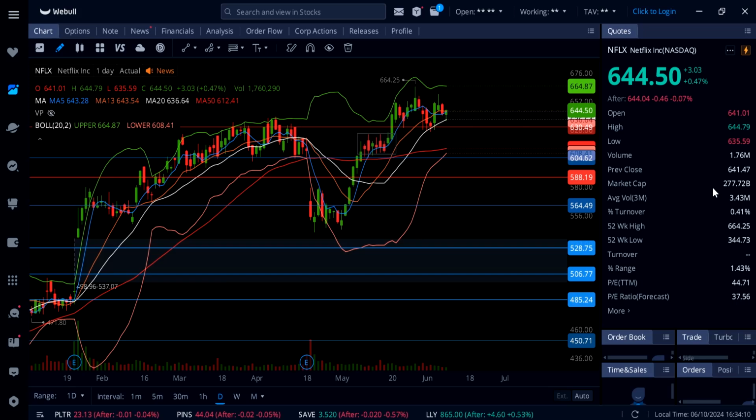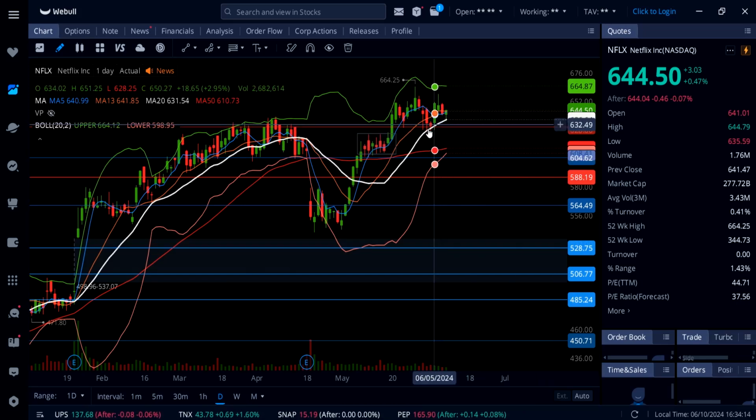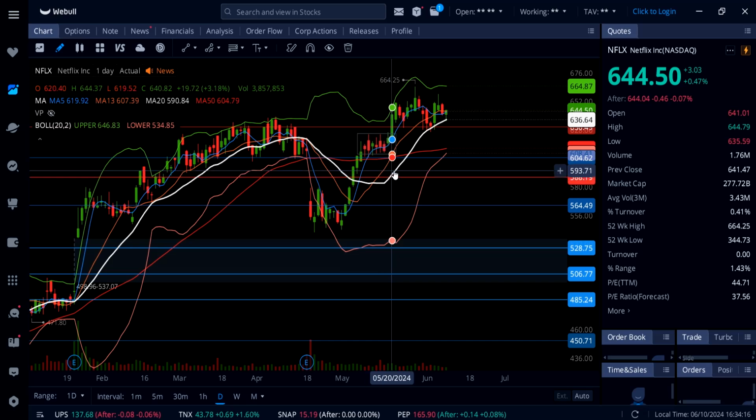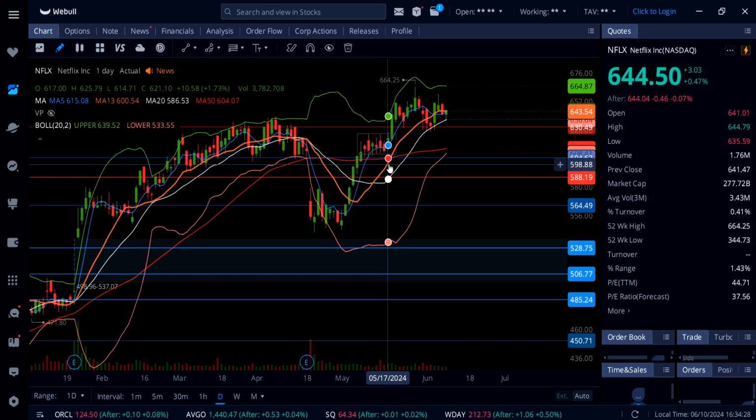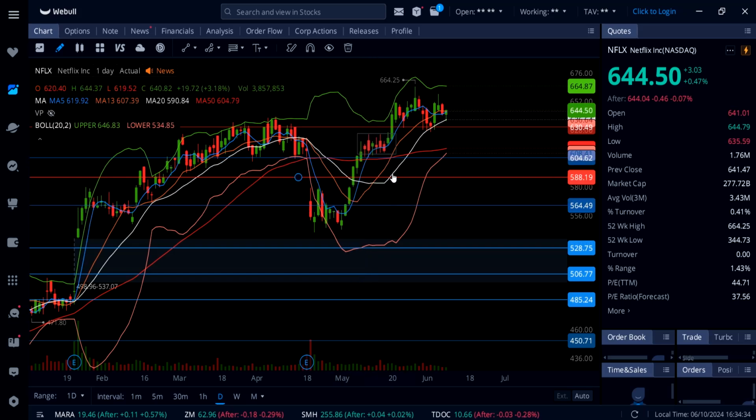On Netflix, it's up 0.47%, and look at this hammer candle today on Netflix, and look at this dip buying off of this 20 SMA, which is sitting at 636. Came down to 635.59, and now trading at almost 645. So your line in the sand for tomorrow on Netflix, 13 SMA on this daily time frame, and that's going to be 643.54.